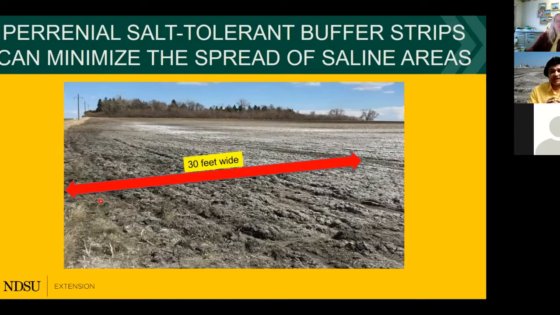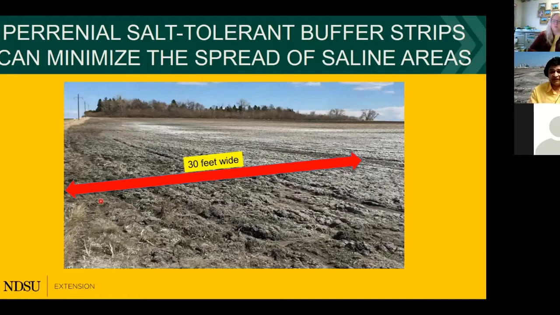Buffer strips. I cannot emphasize more the importance of buffer strips, whether it's the headlands along the roadside ditches, whether it's along the infield ditches, whether it's around the wetlands. And again, you could soil test first, but I would say one thing to you, going by the look of this area. These areas are so saline that even barley and oats are not going to do any good. So you want something perennial.